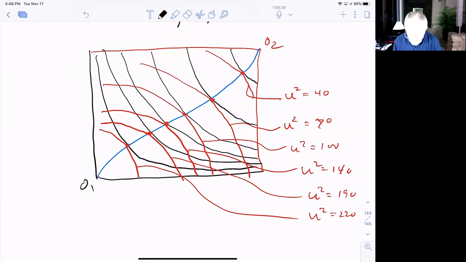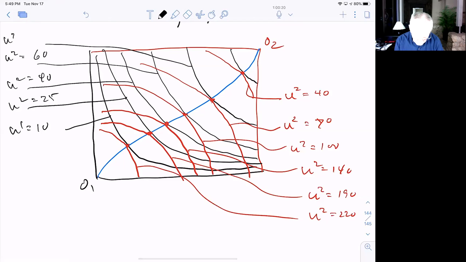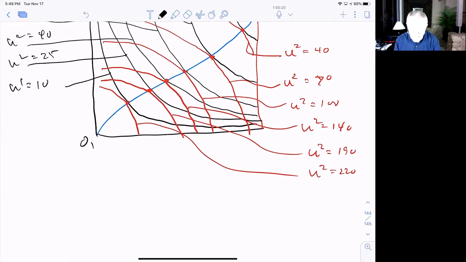And for person 1, the same holds. So suppose on this indifference curve, U1 is 10, U1 on this indifference curve is 25, U1 on this indifference curve is 40, this indifference curve, 60, this indifference curve, 100, and this indifference curve, 150. So I look at this point right here and I say, okay, what is it?